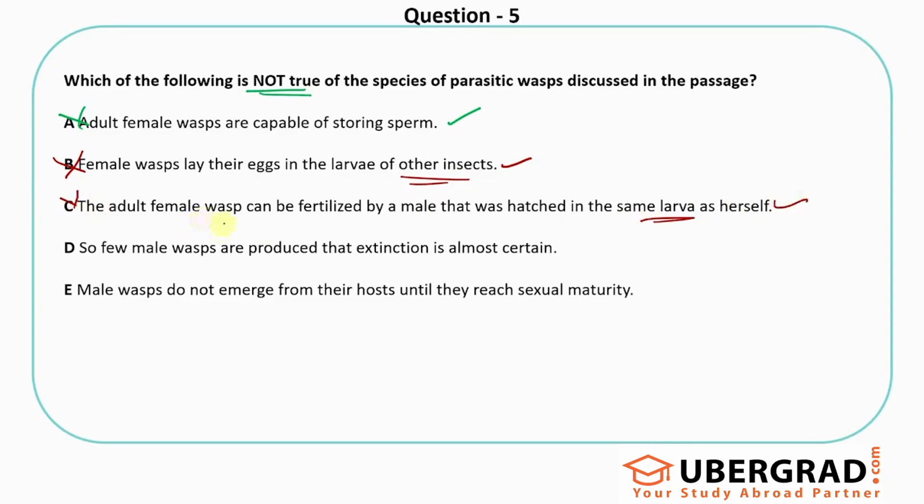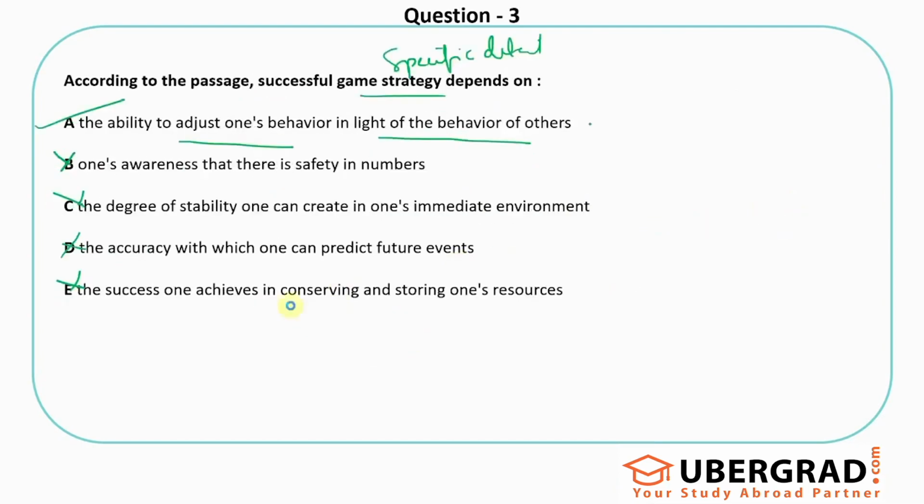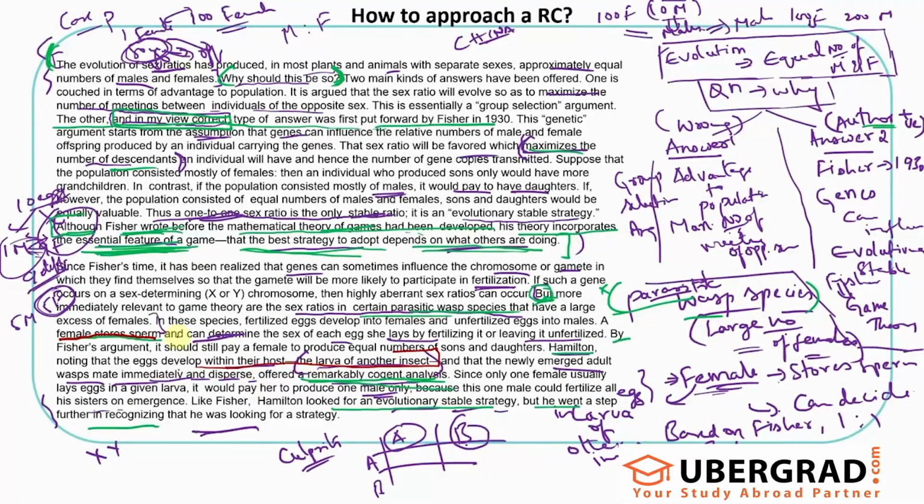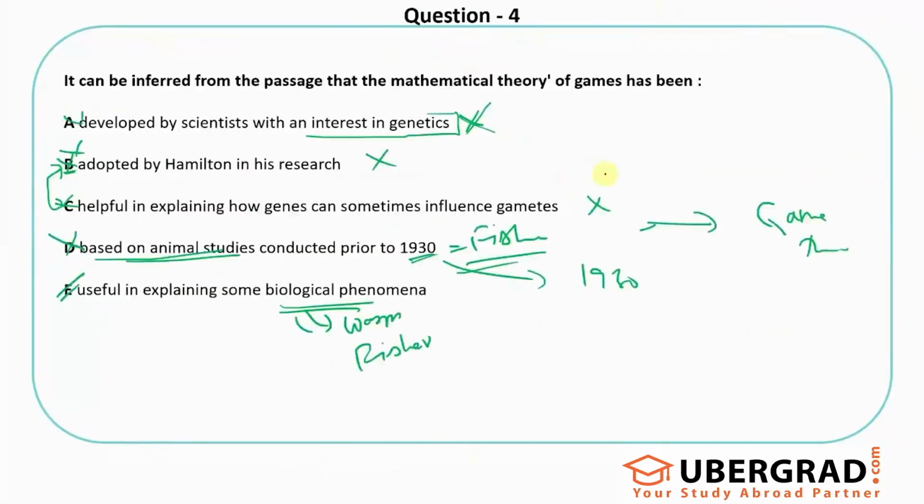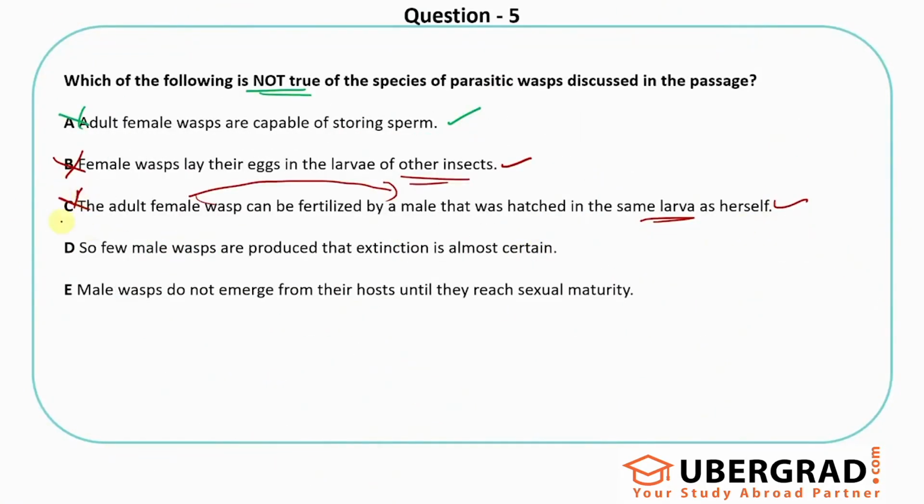Why? It's saying that the female wasp can be fertilized by a male, that is, the mating happens between a female and a male wasp which were both hatched in the same larva, which can happen, right? You clearly see that the newly emerged adult wasps immediately mate within themselves. As I said, right, 1 male and 9 females. Let's say they come from the same mother and they've been put up in some larva. They can come out and they mate and then they disperse. So they can still mate within themselves. That's basically correct. That's why this statement is not a right option.